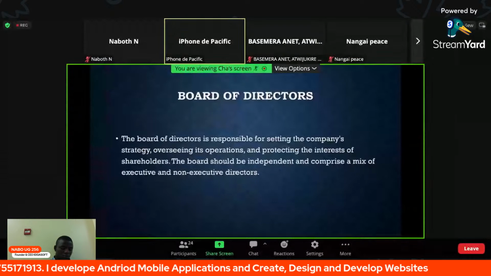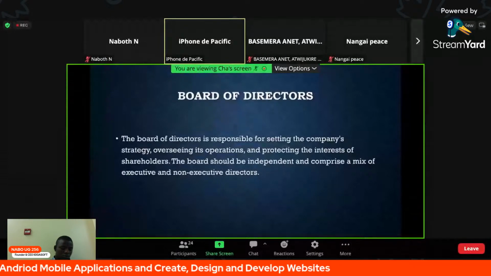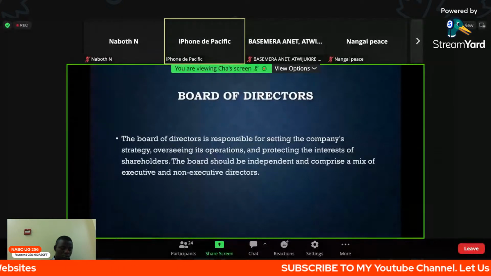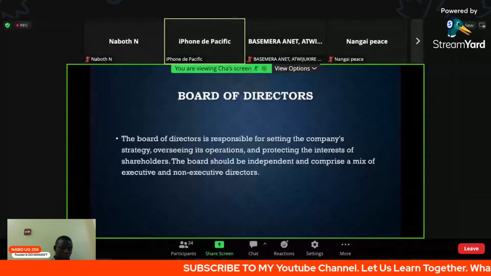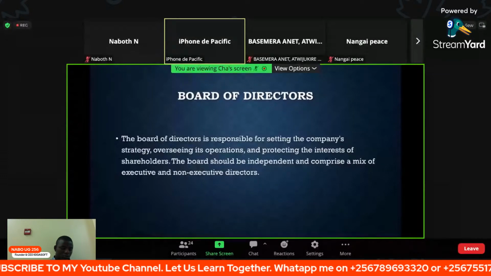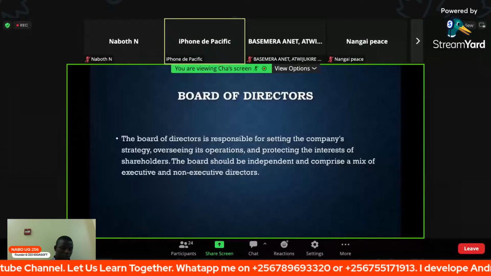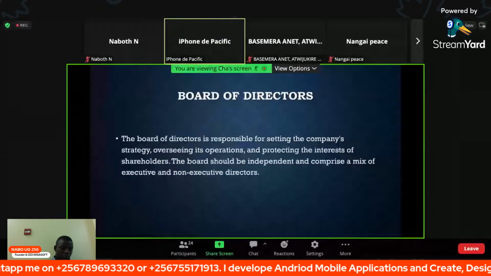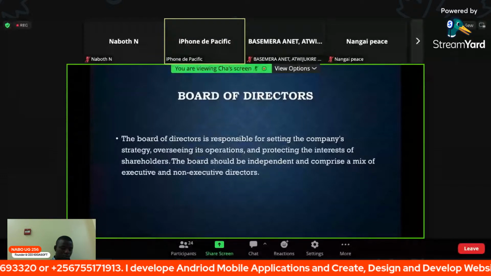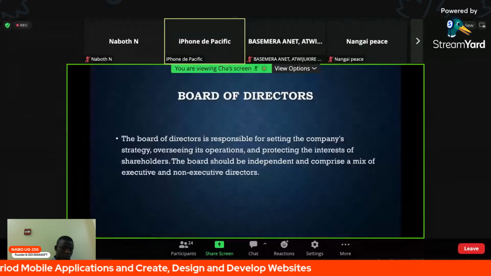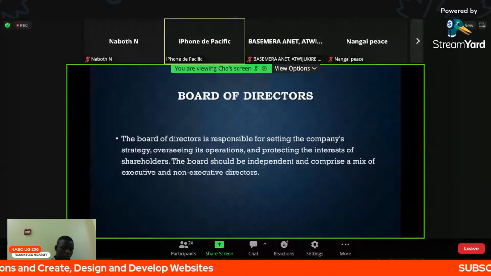Before I talk about the board of directors, I want to say Umeme is governed by a 10-person board of directors, elected at the 9th annual general meeting. The board of directors is responsible for setting the company's strategy, overseeing its operations, and protecting the interests of shareholders. The board should be independent and comprise a mix of executive and non-executive directors.